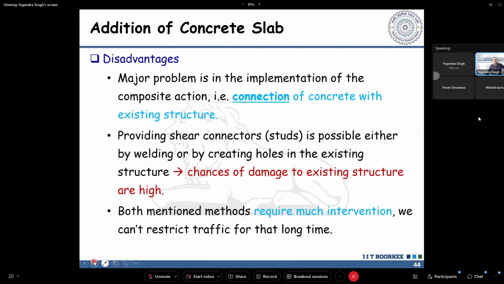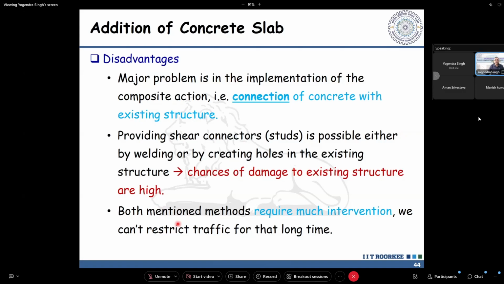The disadvantage is a major problem: concrete has to be placed on the existing structure, so it is going to be difficult. And when we are providing the slab at the top of the steel girders, there has to be a shear connection between the girders and the slab. For that, some studs have to be welded at the top flange of the existing girder. When we weld those, it may sometimes cause damage to the bridge as a whole.